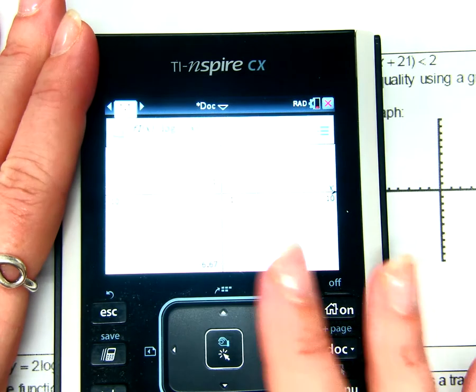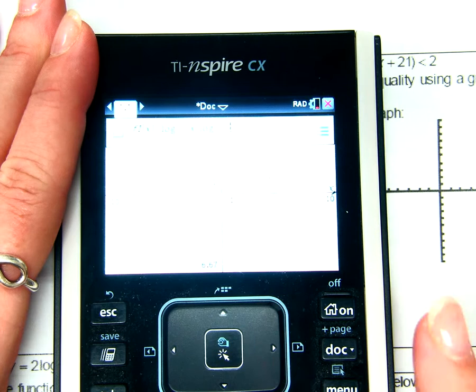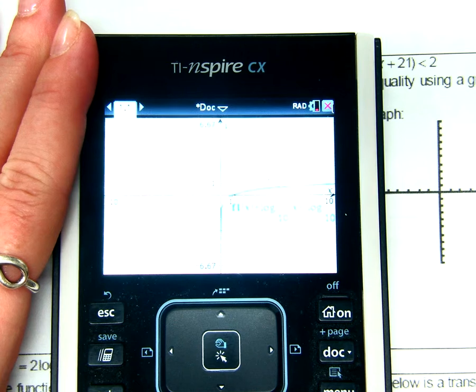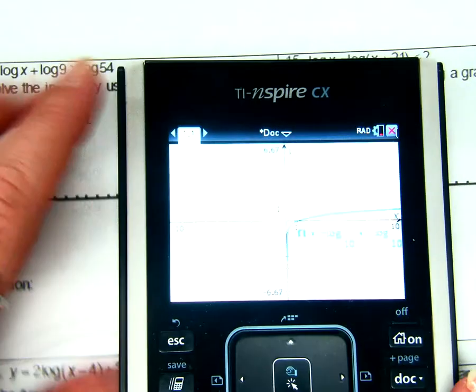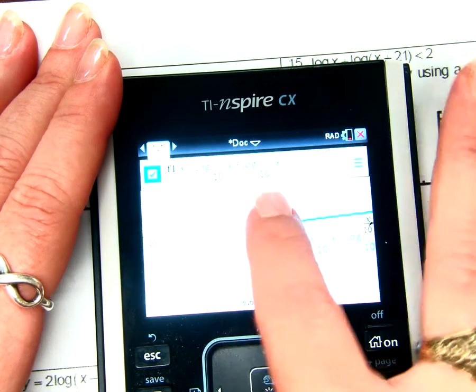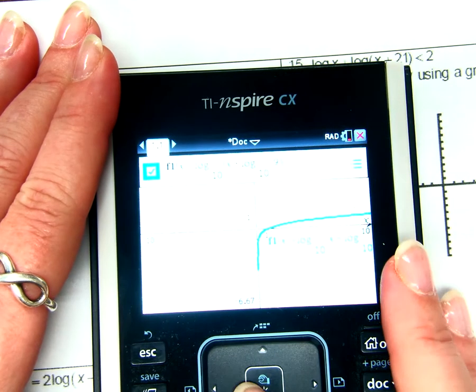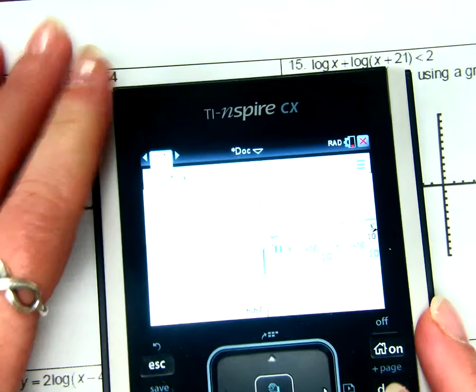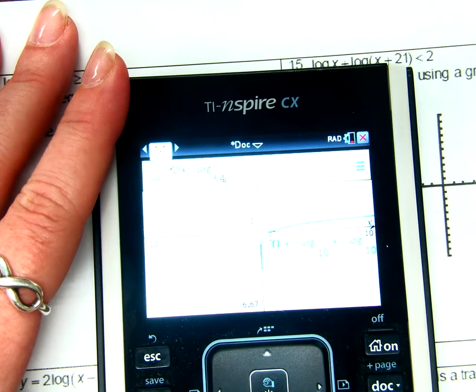Plus log of 9. Now when I graph that, I get that. So I have one side of the equation in F1. F1 is one side of the equation. What do I need to put in F2? The other side, right? So log of 54?